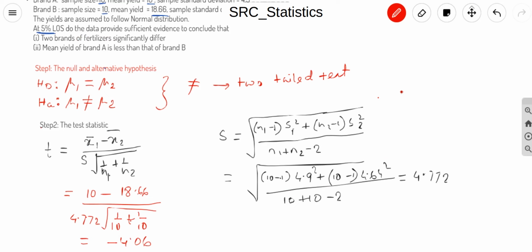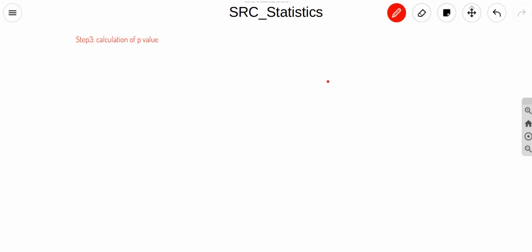Now we go to p-value approach. For p-value approach, step 1 and step 2 are the same, that is formulating the null and alternative hypothesis, and then finding out the value of the test statistic, which is negative 4.06. Then step 3 will be calculation of p-value.